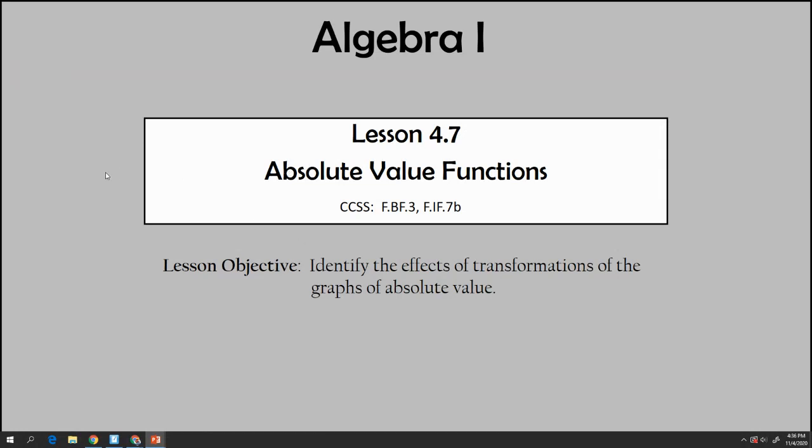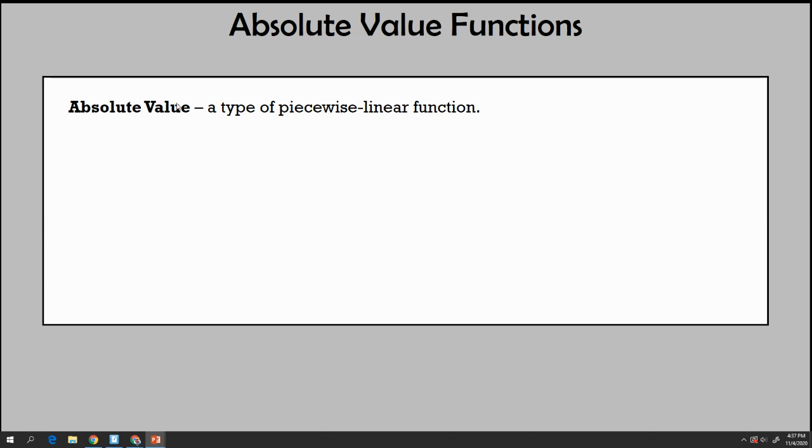All right, today we're going to work on graphing absolute value functions. We've already solved absolute value equations before. We're going to work on the graphs of these today and look at some transformations of these graphs. An absolute value equation is kind of a piecewise defined function. That's why we're talking about it right now.